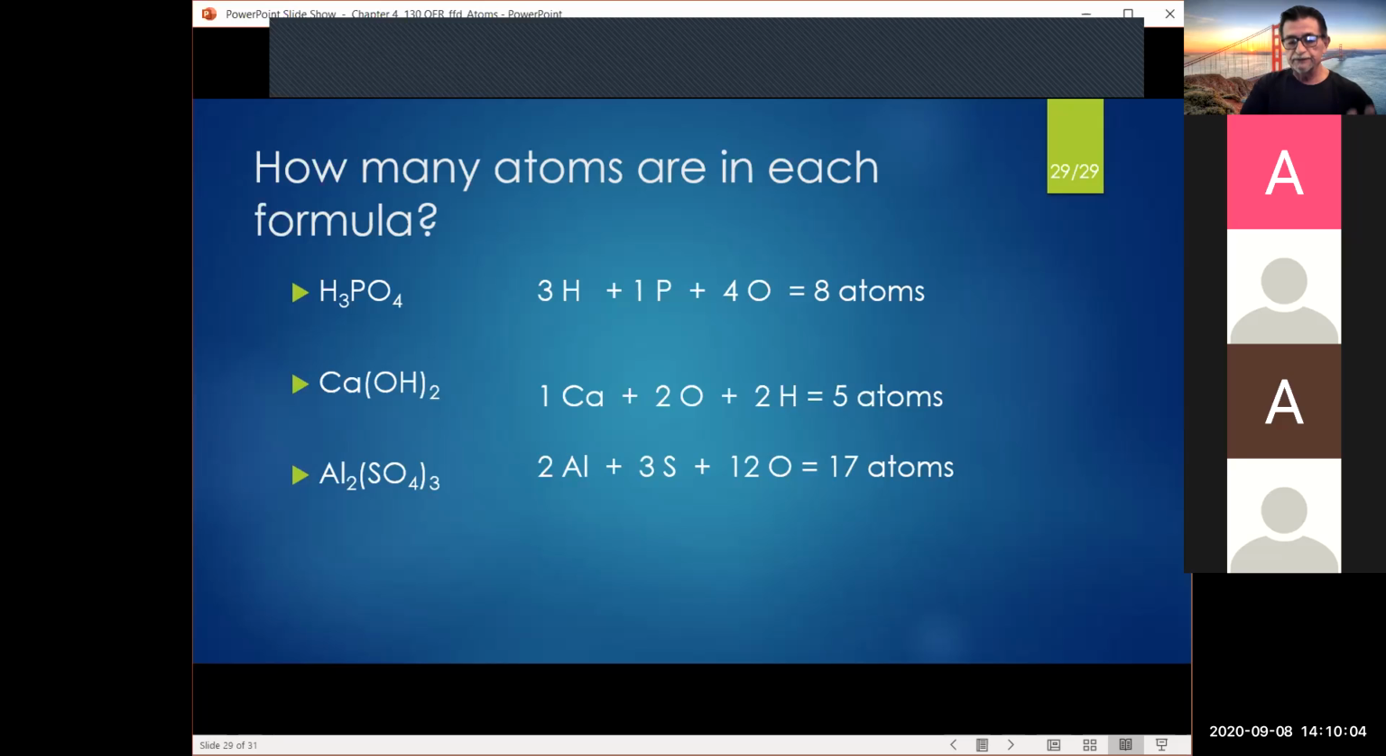And remember, the brackets just tell us those are units. We don't separate them. If we need more than one, we put a parenthesis and then a subscript to tell us how many we need. Eventually, we're going to get to the point where we're going to be able to write these formulas and even name them. Okay? All right.